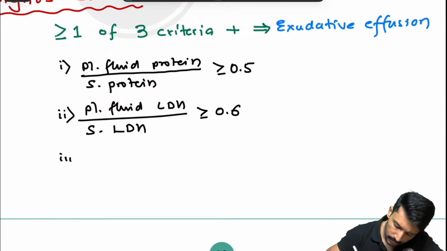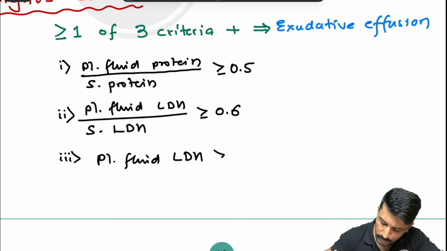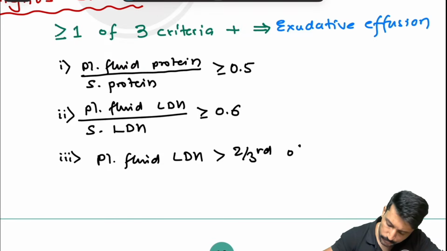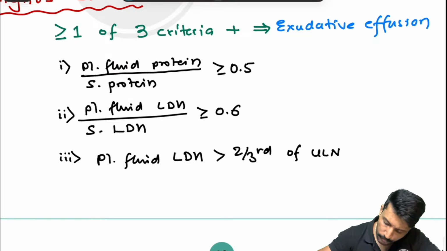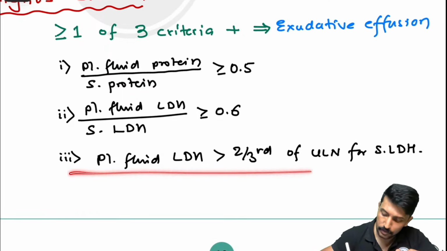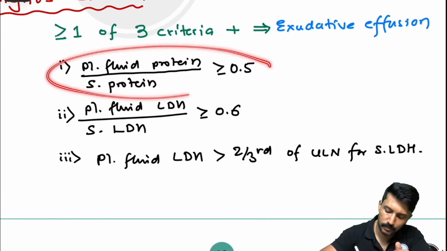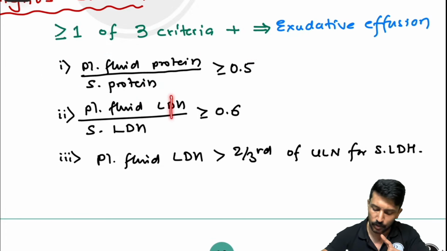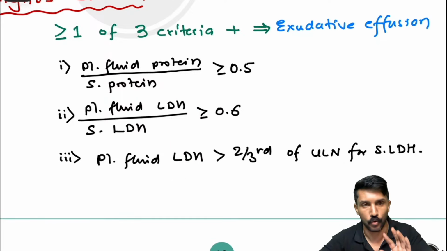The third criteria is, if you have the pleural fluid LDH, if you have not tested the serum, then you can see if the pleural fluid LDH is more than 2/3 of the upper limit of normal for serum LDH, then also it is exudative. Do I need to meet all the three criteria? No. If any one criteria is present, it is called as exudative. So in the exam, in the majority of cases, the first criteria will be met, that is protein. So then don't waste your time looking at the other criteria. Directly label it as exudative and move on.